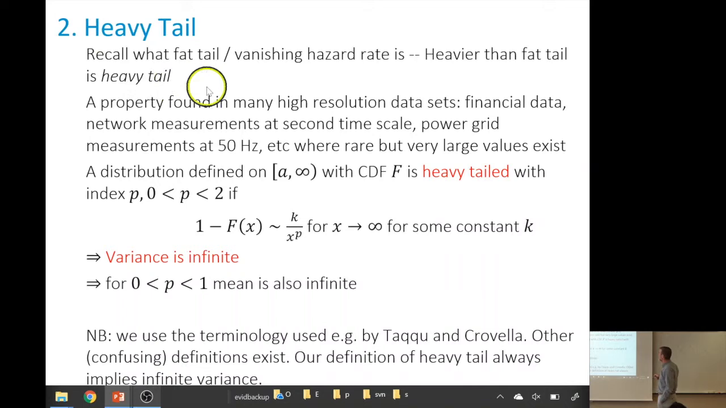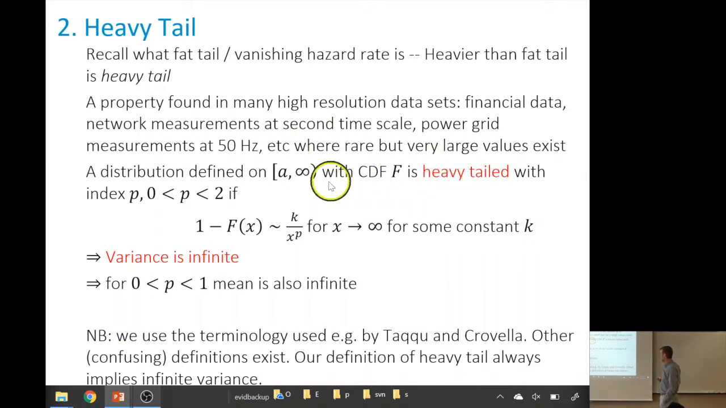So it has been seen, for example, as soon as people start measuring things at very, very high resolution. For example, if you start measuring packets on a network by observing everything, or if you measure a power grid using phasor measurement units at very high time resolution, then you have terabytes of data gathered over months for any reasonable grid. Then you start seeing that you have those heavy tail distributions.